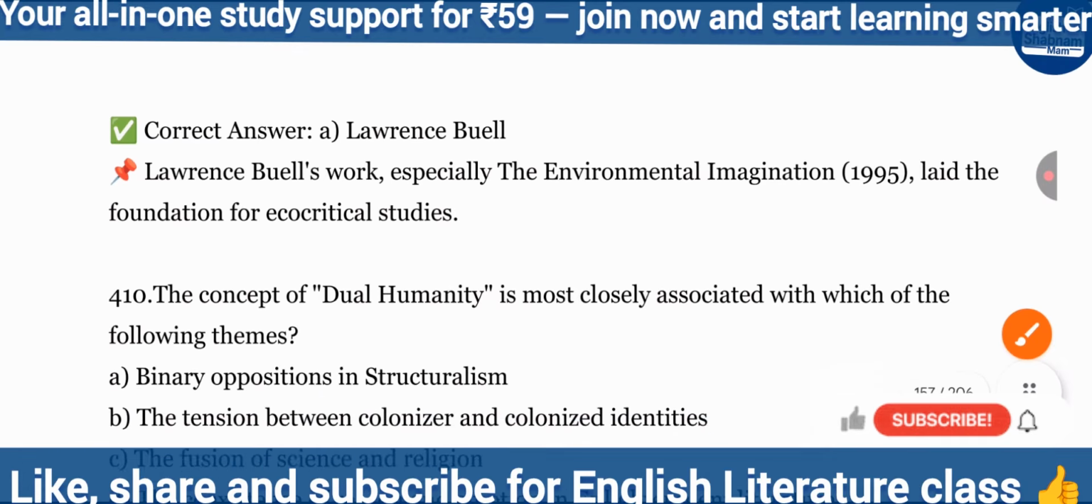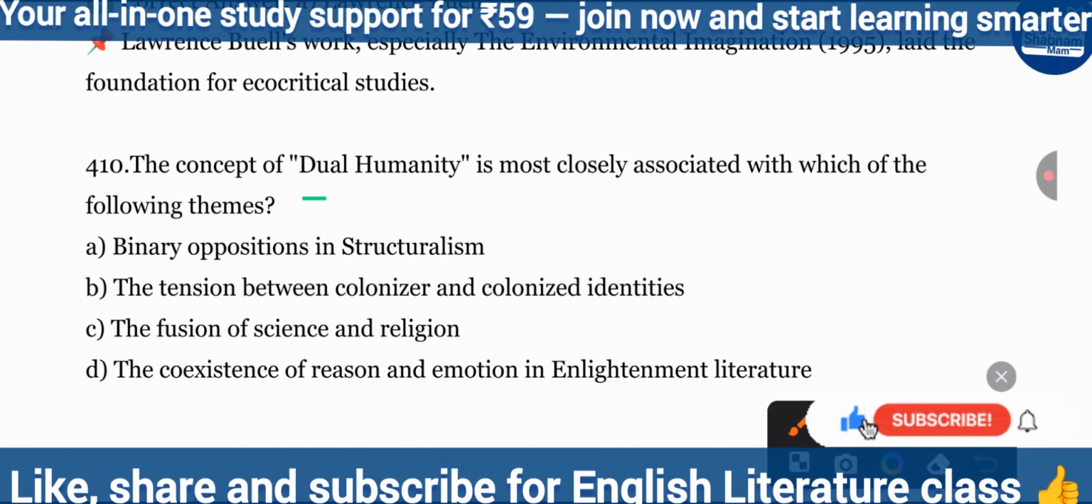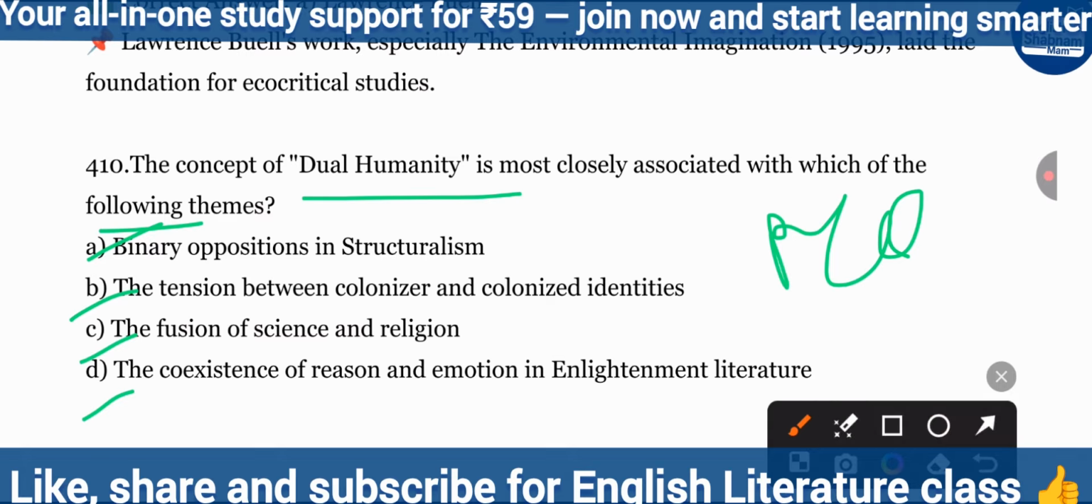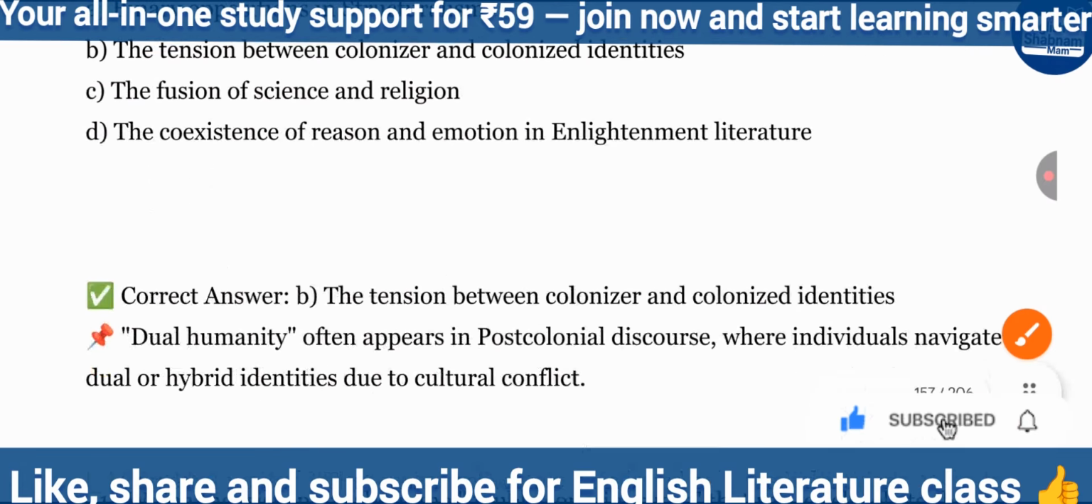Okay. Next one we have: the concept of dual humanity is most closely associated with which of the following themes? This is a PYQ question. Binary oppositions in structuralism, the tension between colonizer and colonized identities, the fusion of science and religion, or the coexistence of reason and emotion in Enlightenment literature. So the correct answer of this question would be option B, the tension between colonizer and colonized identities.